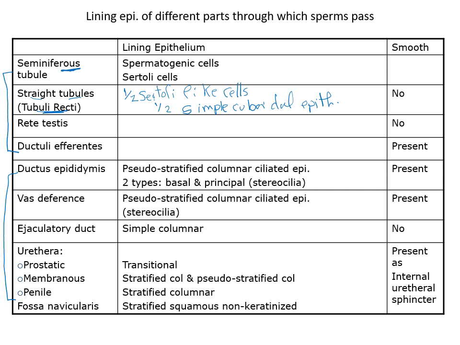Then you have the rete testis. The rete testis forms a reticulum in the posterior pole of the testis. What was the lining epithelium of the rete testis? It was as the previous part, the straight tubules. It is lined by simple cuboidal epithelium.